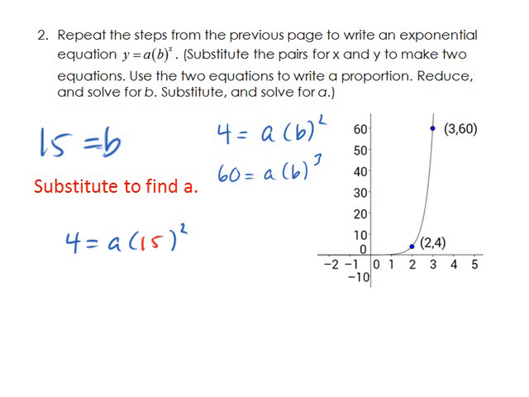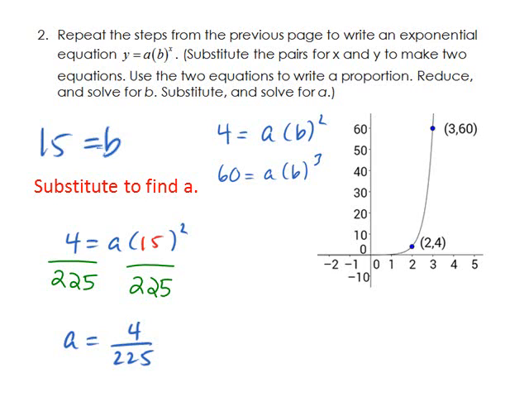So 4 = a times 15 squared. 15 squared is 225, and it's multiplying by a, so I need to divide both sides by 225 to get a alone. This means a equals 4 over 225.